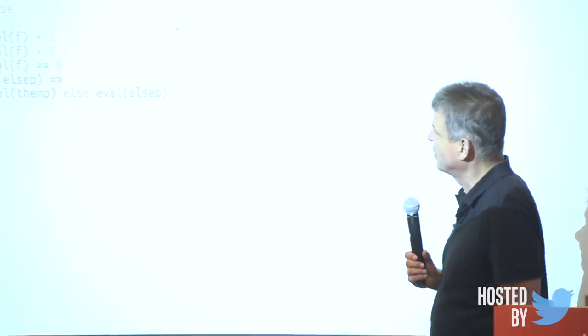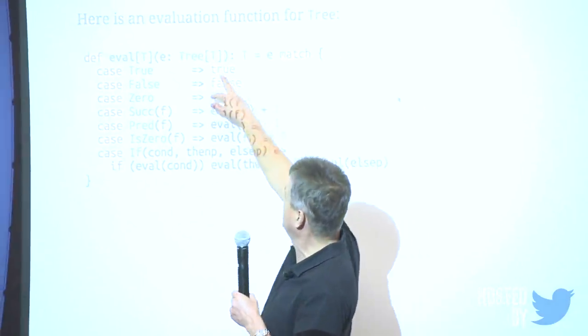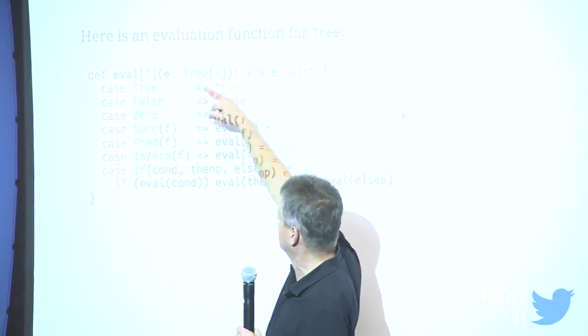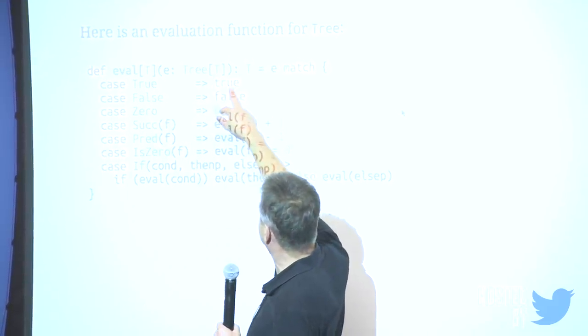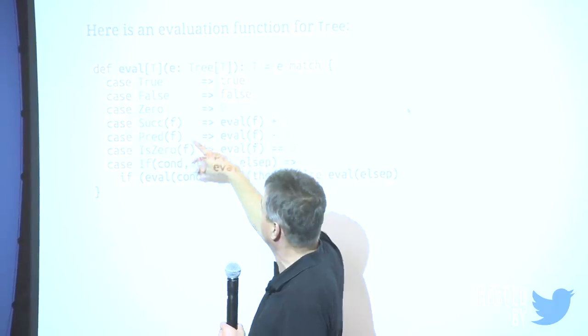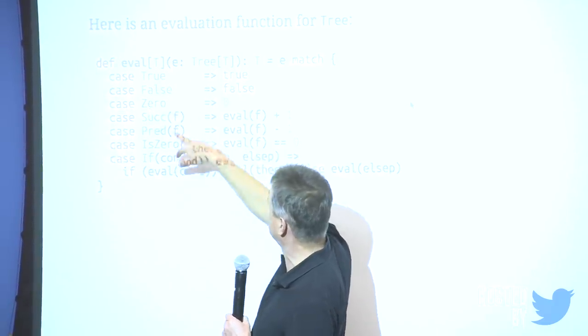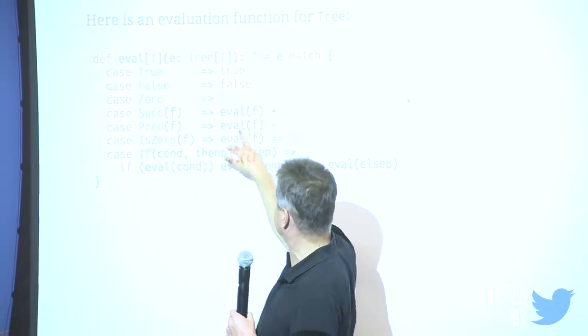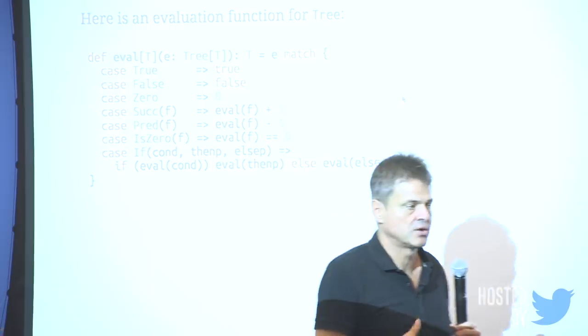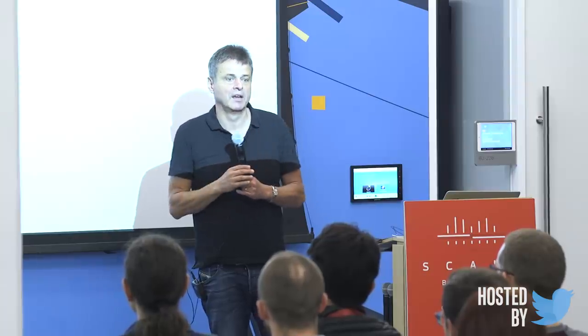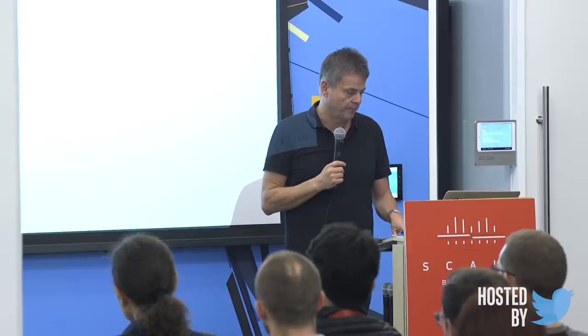So here's a function for these trees, the evaluation function. It takes a tree of T and gives you a T. It just goes through all the cases, and in each case, it will actually work out what the right value is. So if it's a true, then it gives you true. If it's zero, then it essentially evaluates the value here and asks whether it's zero, and so on. The important thing is that this all works without typecasts, and that's basically the idea of these generalized algebraic data types and pattern matching for them, that it makes that work.